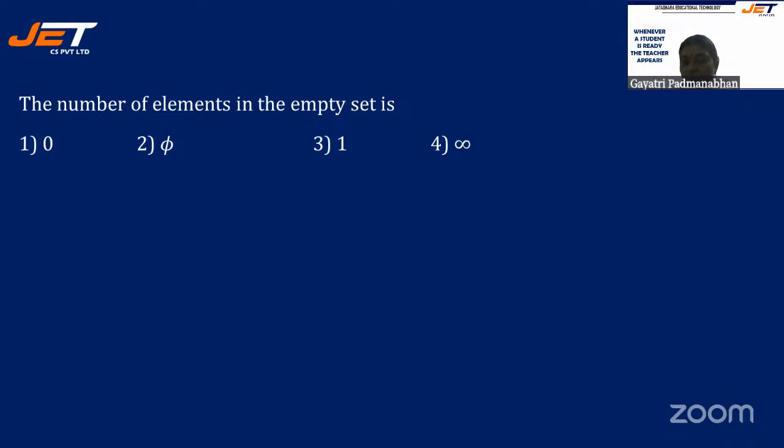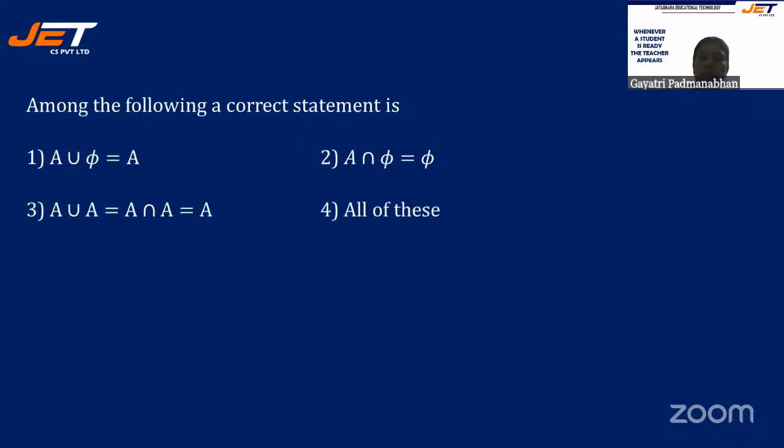0, null set, 1 or infinity. The fourth one is called infinity, right? Infinity means undefined. So the number of elements in the empty set is 0. It is 0.